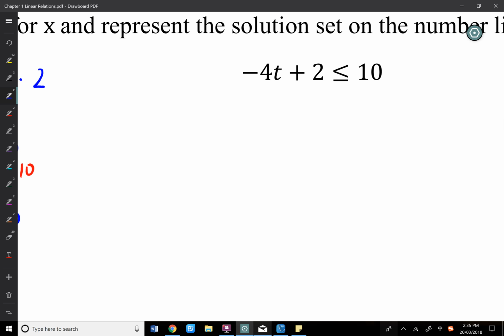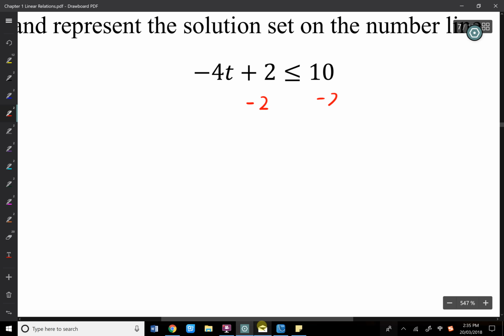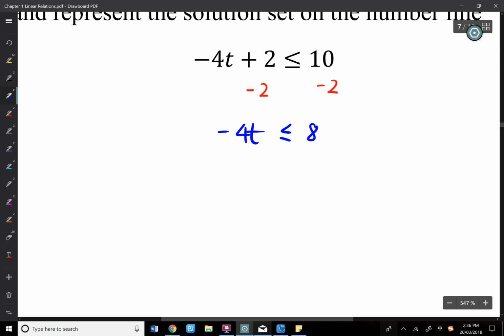Next one. So we have t minus 4t plus 2. There's no fraction, so I can minus 2 on both sides first to get rid of the 2. Minus is fine, nothing wrong with minus. So I have minus 4t less than or equal to 8.